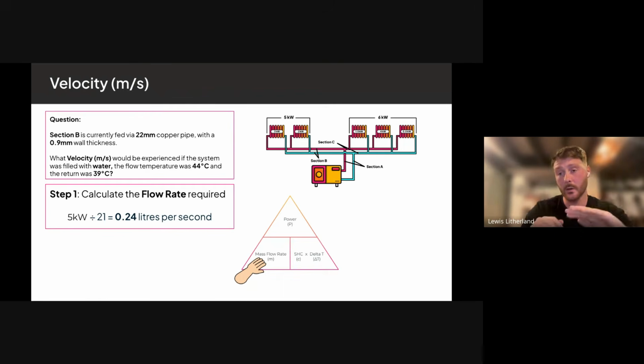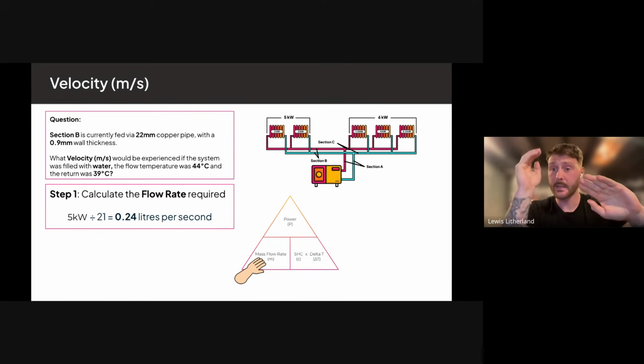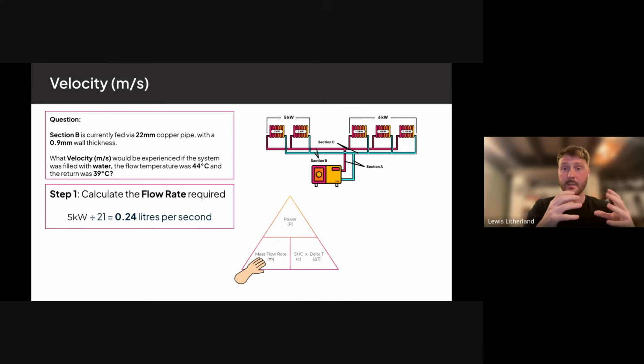So again, we've covered up because we're trying to find out what the mass flow rate is in liters per second in this example. So basically, it's 5 divided by 21, that gives you 0.24 liters per second. And then step 2, as Stevie rightly said, we now need to convert that liters per second into meters cubed per second, because that's what we need to use to actually find our velocity, to put it into that velocity triangle. I've just made that name up.